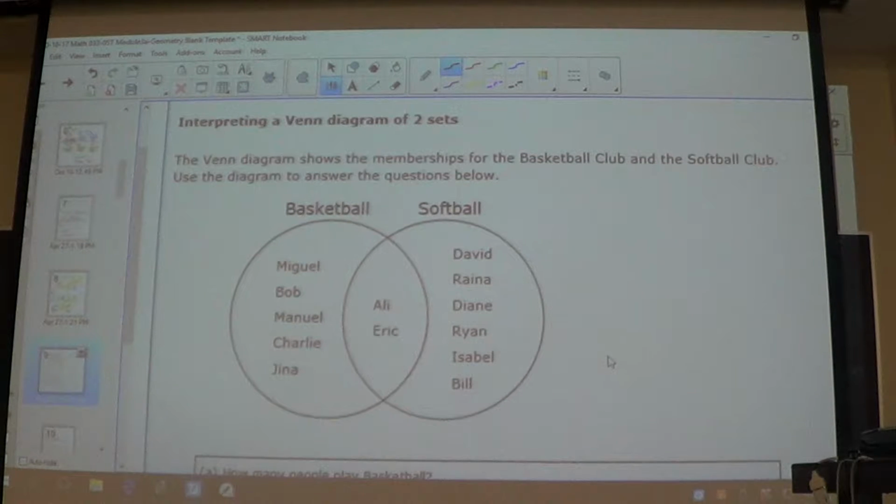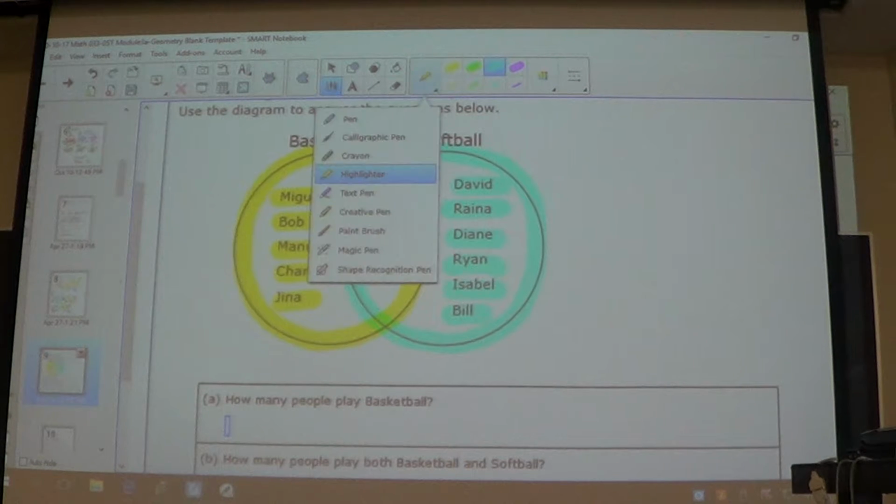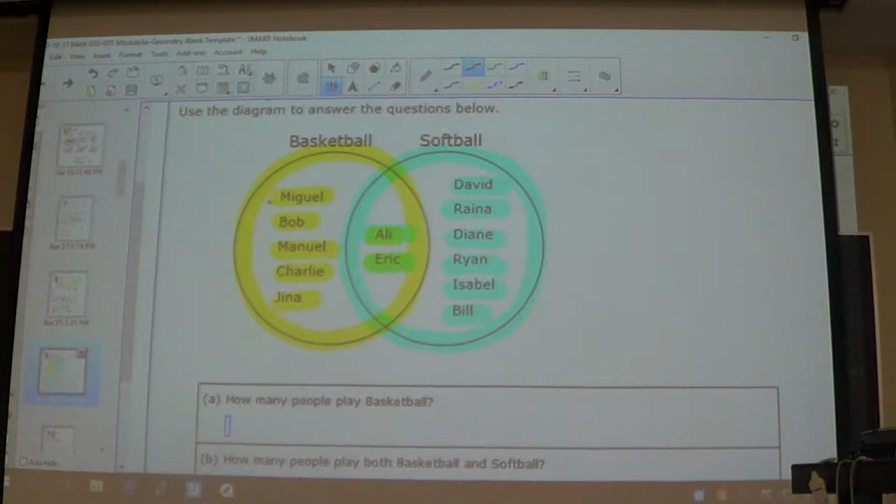All right. Interpreting Venn diagrams. Poor Valencia was ready for them to get her. This is your basketball players. Those are all your basketball players. This is all your softball players. Notice how you have 2 players that are green. They play both basketball and softball. Okay? So how many people play basketball? Basketball is going to be 1, 2, 3, 4, 5, 6, 7.